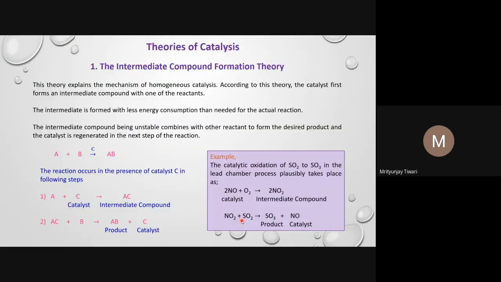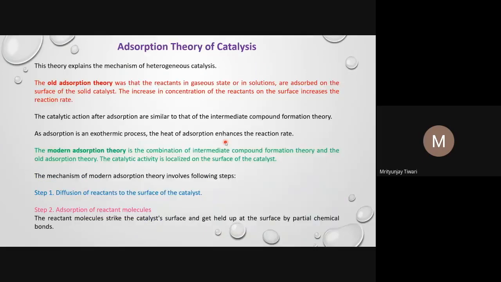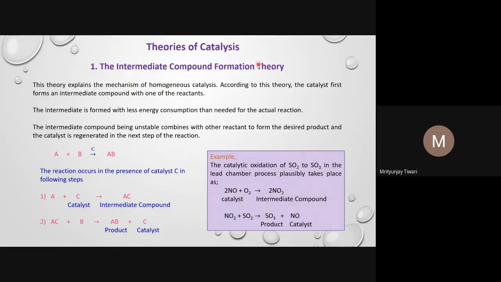Some characteristics of catalysis we have seen, and we have seen two theories of catalysis. One is the intermediate compound formation theory, and this theory explains how homogeneous catalysts work. In this example, an intermediate compound is formed, which is not very stable, it is an unstable compound, and this unstable compound breaks to liberate the product and the catalyst back. So this is the intermediate compound theory.